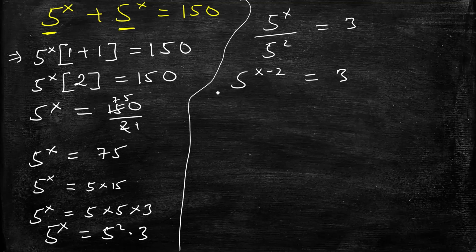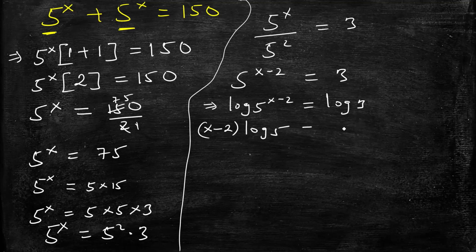So we are after x. What do we do? We need to bring this down. So we can take log on both sides. So let's take log on both sides. 5 to the x minus 2 equals 3, so we have x minus 2 becoming power rule, x minus 2 log 5 equals log 3.